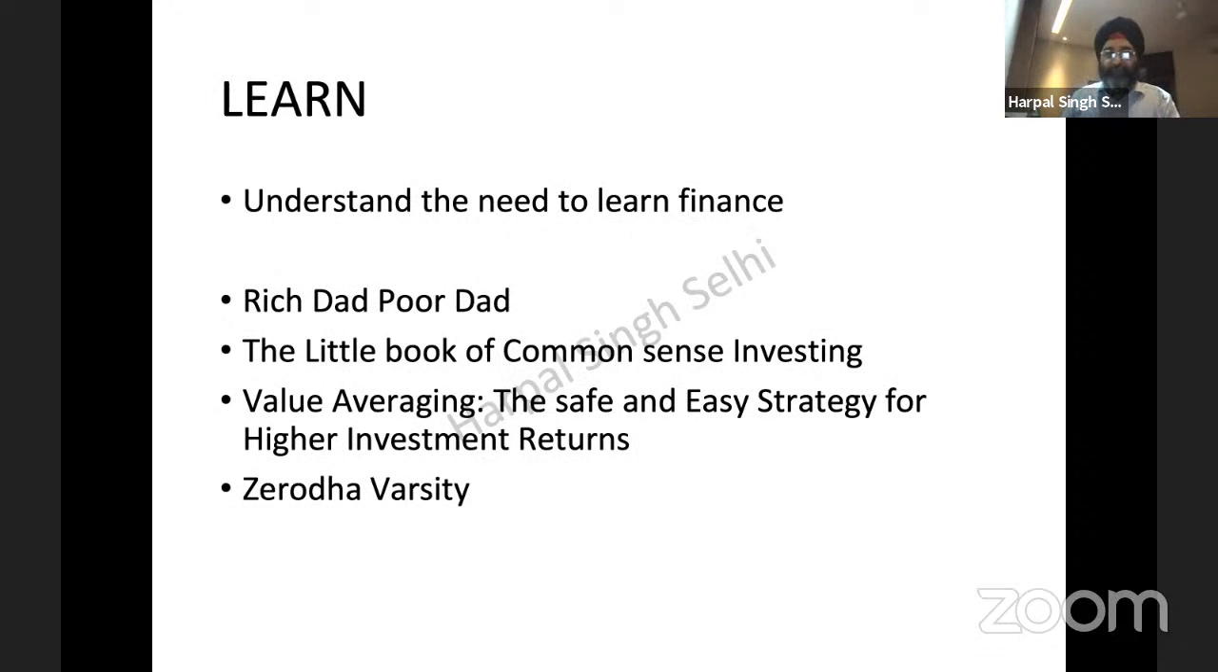Understand the need to learn finance, read books. This is just a list which I really love: Rich Dad, Poor Dad; The Little Book of Common Sense Investing; Value Averaging, the Safe and Easy Strategy for Higher Investment Returns; and of course, Zero Diversity.